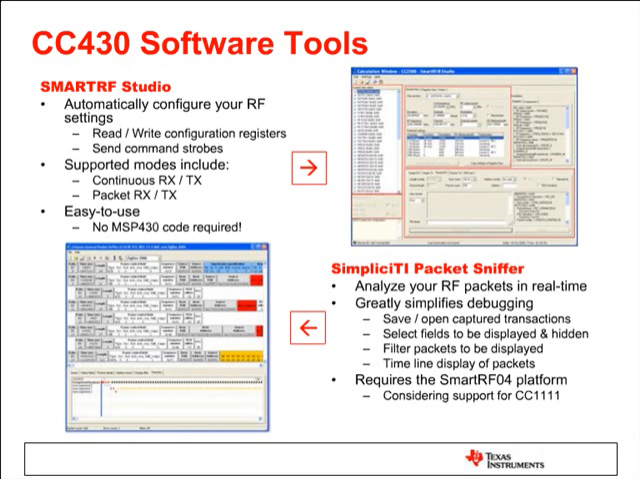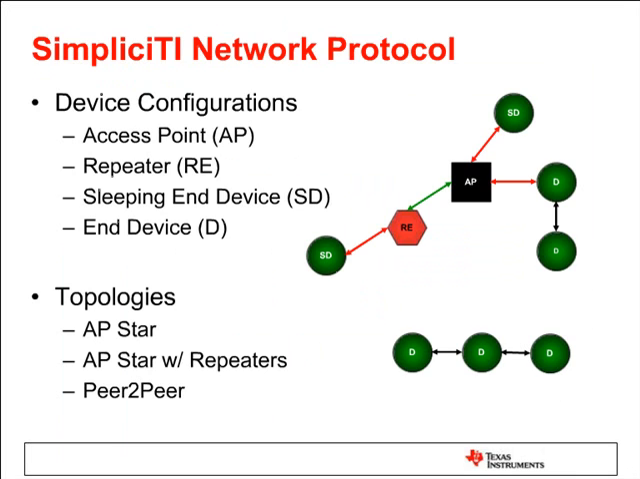If you use SimpliciTI, it's a TI proprietary protocol that we have. It supports the CC430. We have a packet sniffer for it. And SimpliciTI is star configuration capable, but it's also really good at just peer-to-peer. Pretty much has an access point, which is your network coordinator. It can have repeaters. It can have end devices. Those end devices can sleep.